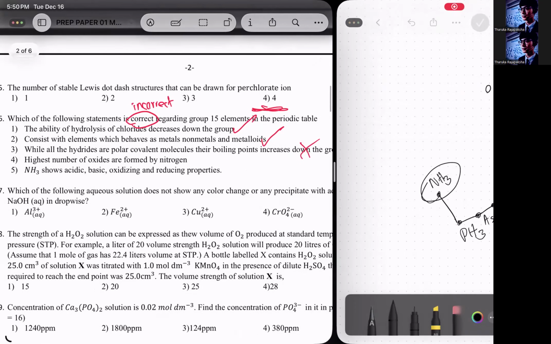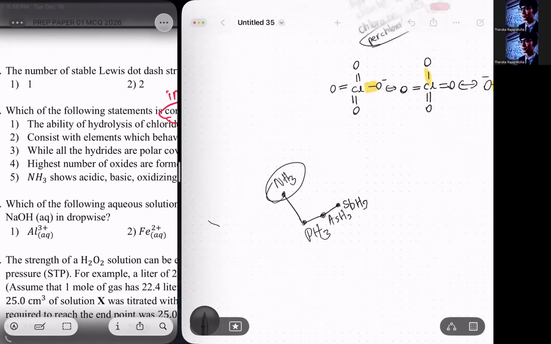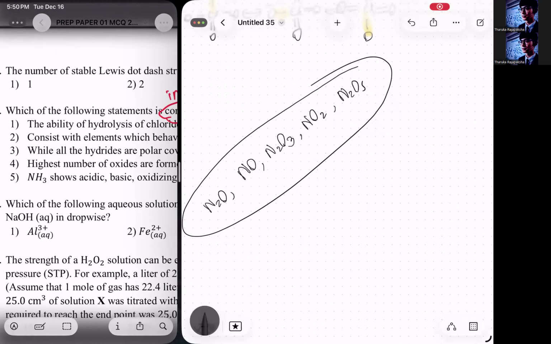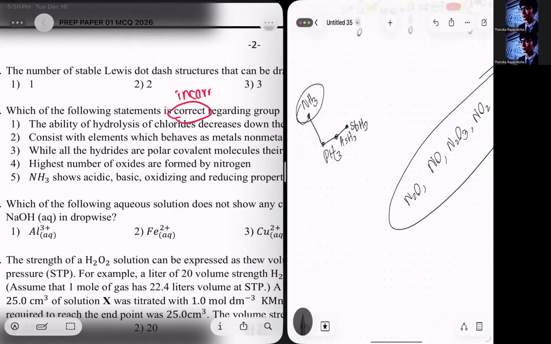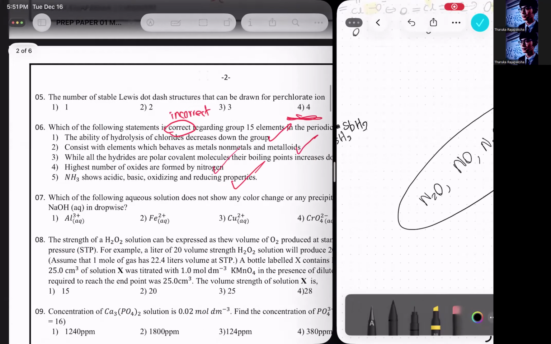Fourth one, the highest number of oxides are formed by nitrogen. That's correct. There is NO, there is N2O3, there is N2O also, and there is NO2, and there is N2O5. A total of 5 oxides are formed, and that's correct. Fifth one, ammonia shows acidic, basic, oxidizing, and reducing properties. That's correct, people. Ammonia can show all these properties. So, people, the answer should be answer number 3.